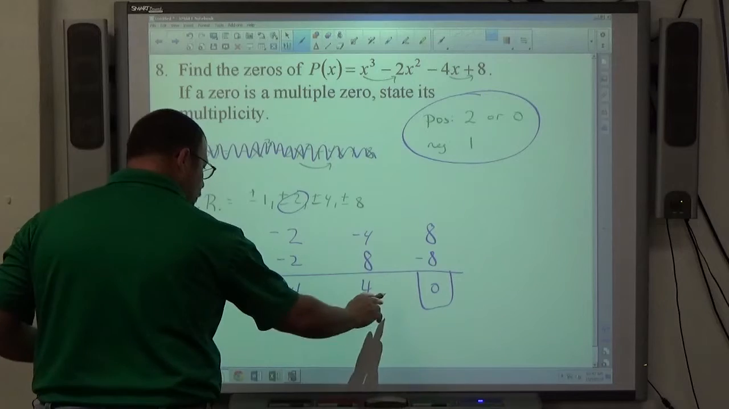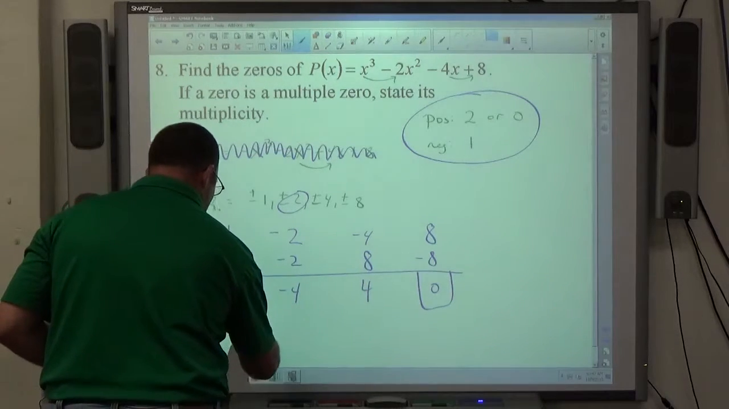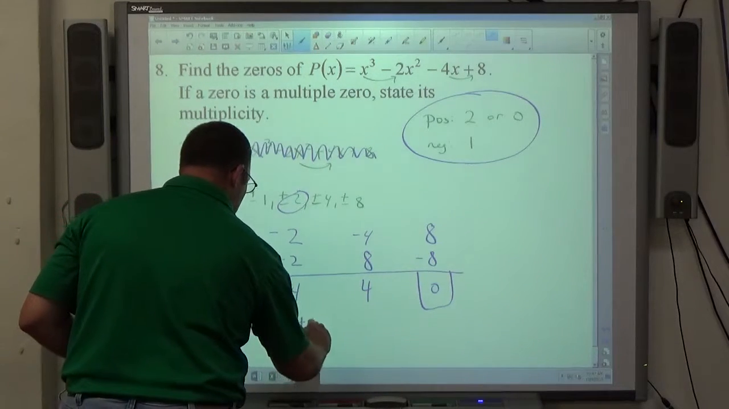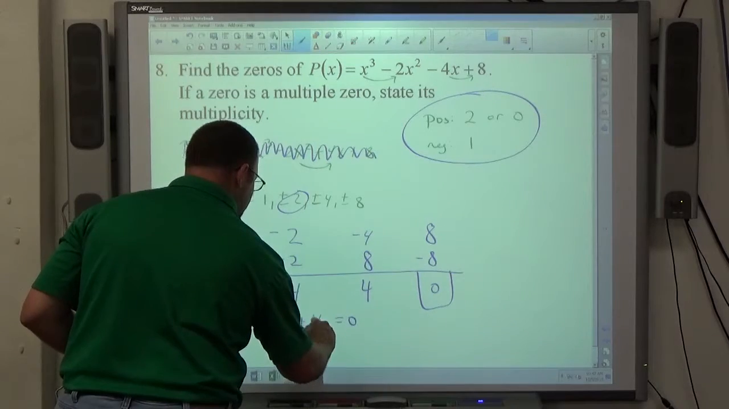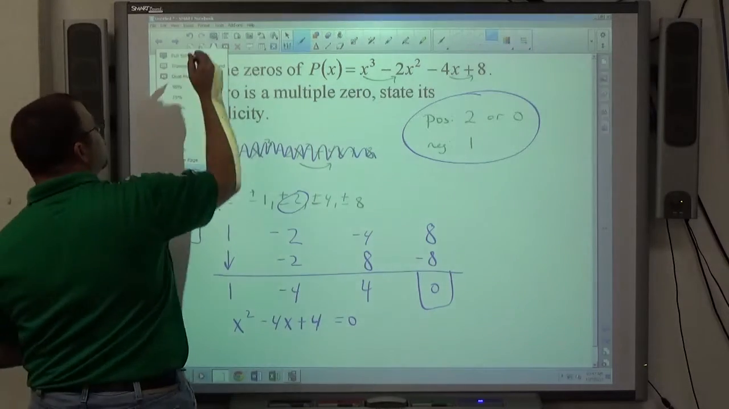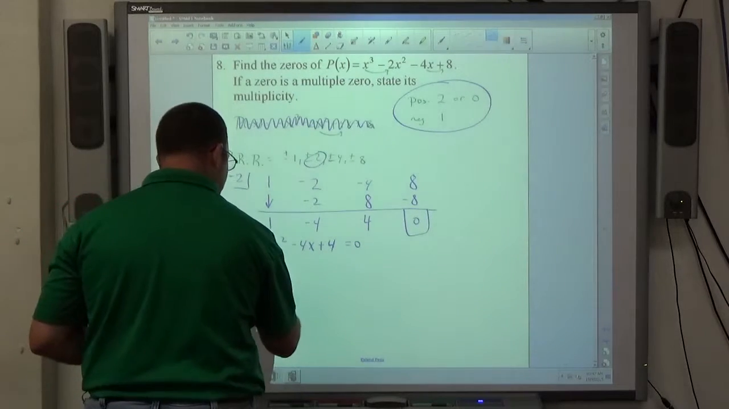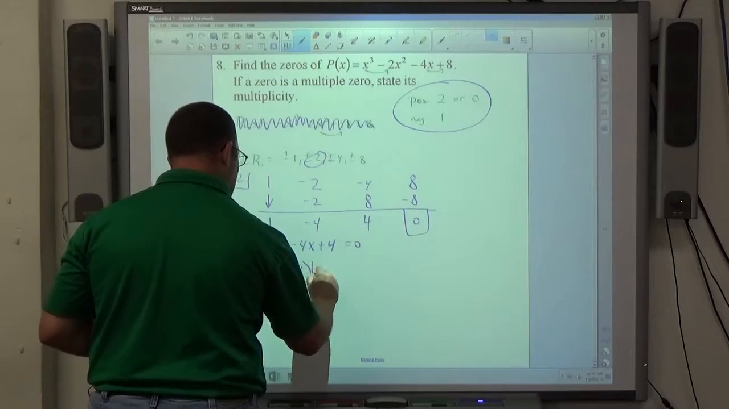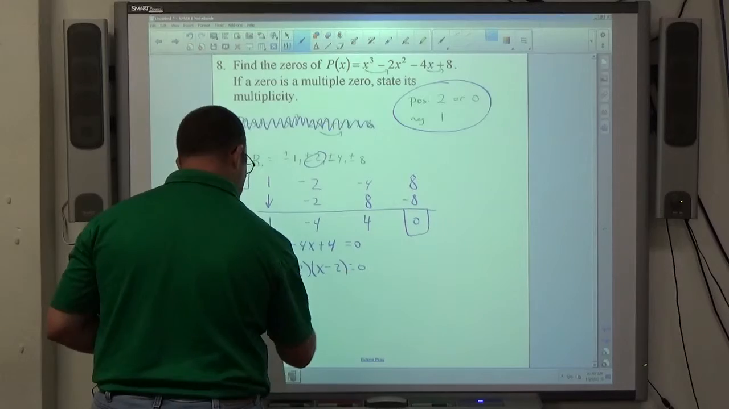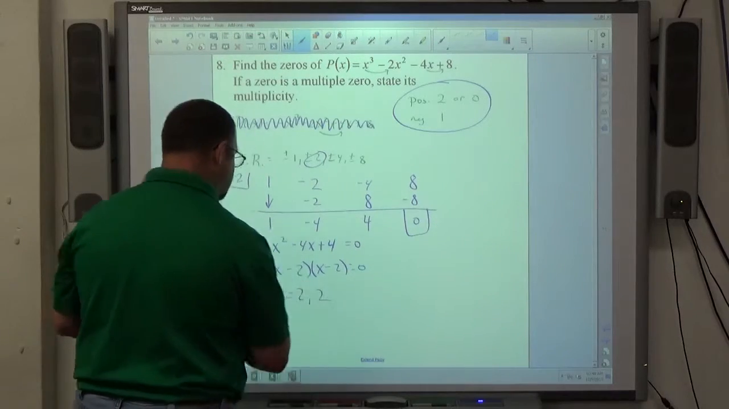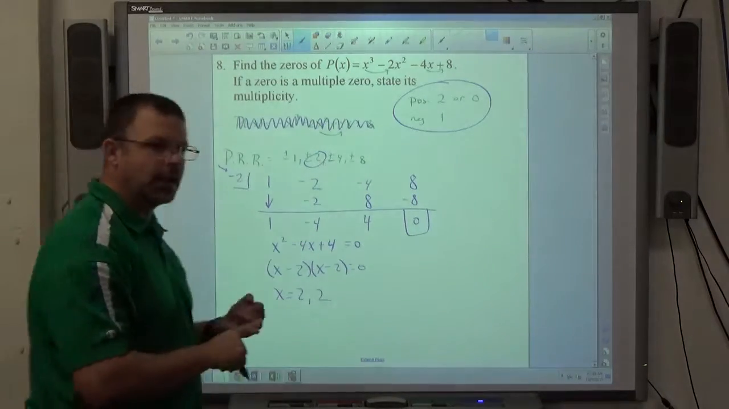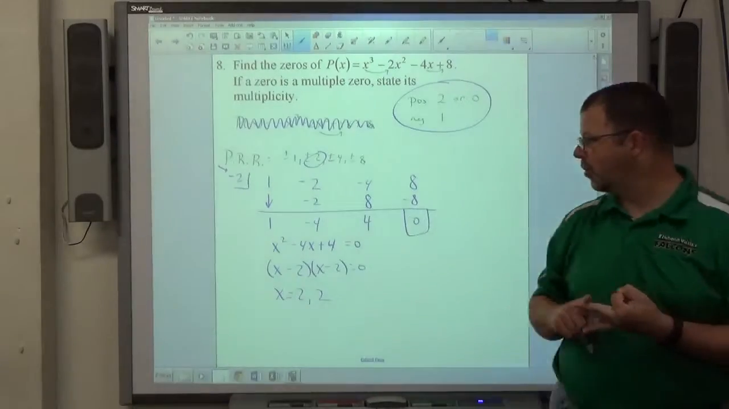The leftover reduced polynomial is x squared minus 4x plus 4. We want that to equal 0, because again, that's what we're trying to find here, the zeros. So if I go to solve this, I would factor to x minus 2 times x minus 2, which gets me x equals 2 and 2. So my answers are negative 2, positive 2, and positive 2.